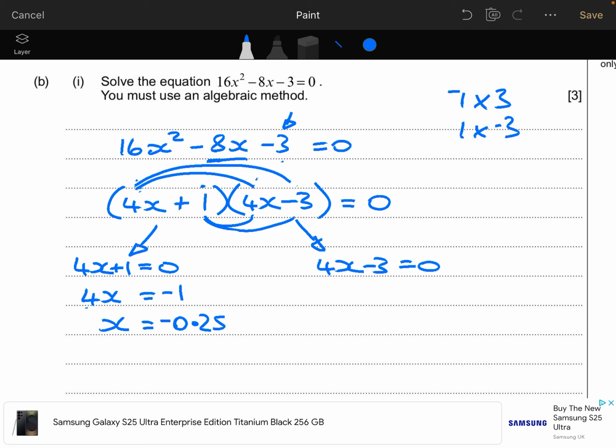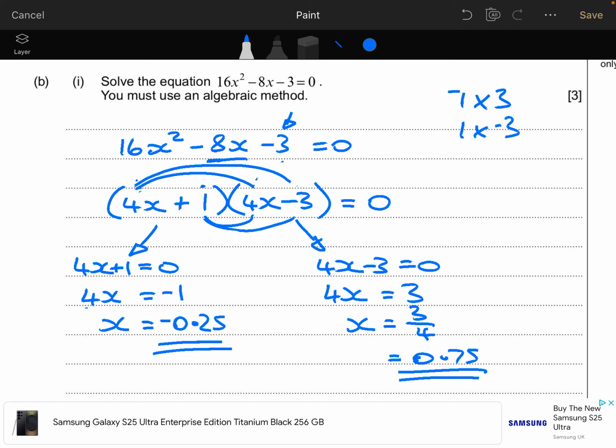And for the right hand one, 4x minus 3, I'm going to add 3 to get rid of that -3. 4x is equal to +3. And then dividing by 4 gives me x is equal to 3/4, or 0.75. So my two solutions are -0.25 and 0.75. Hopefully you're happy with that.